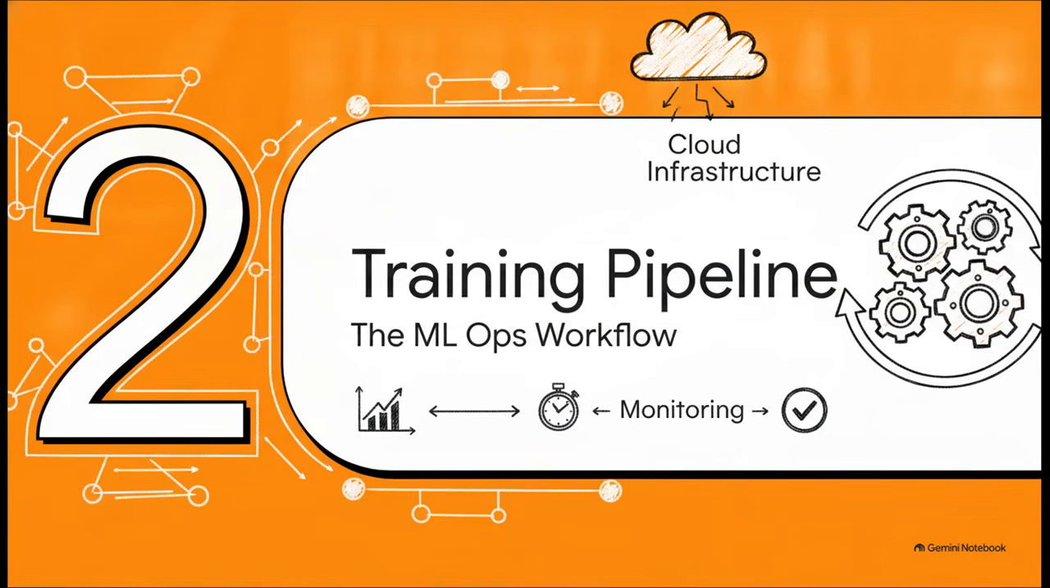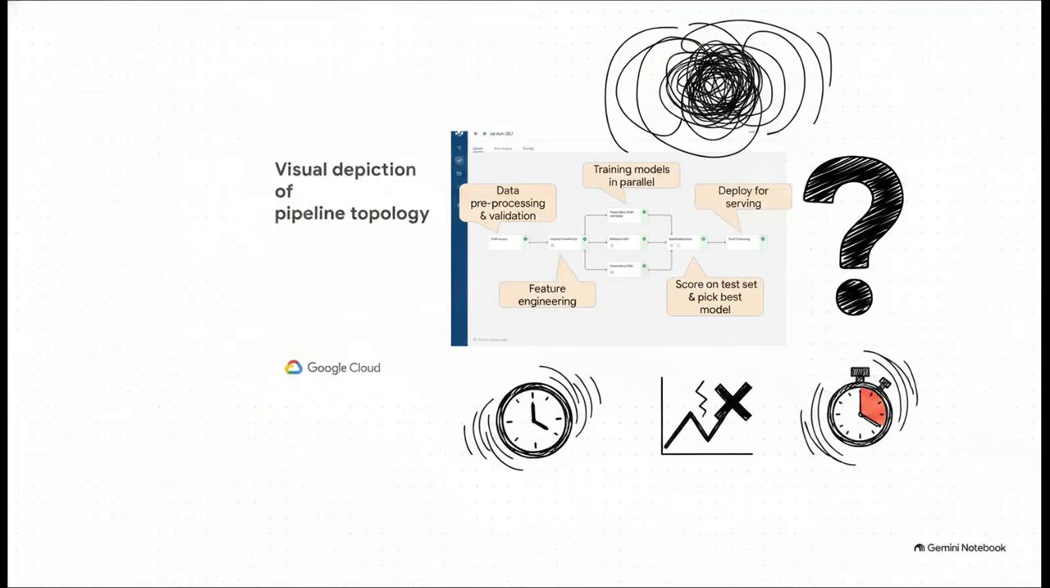Moving right along, Section 2. Inside the training pipeline. Now, think about a standard ML pipeline. You've got your data pre-processing, feature engineering, model validation, deployment, the whole shebang. But right smack in the middle, you have this phase where you're actually training models. And this phase, it can feel completely locked in.